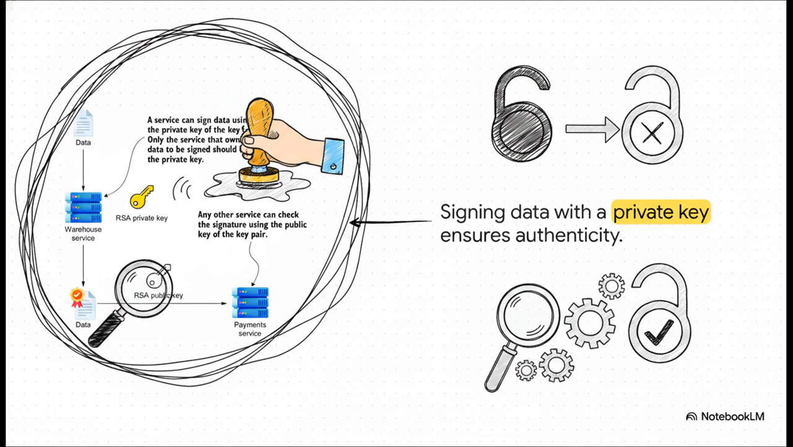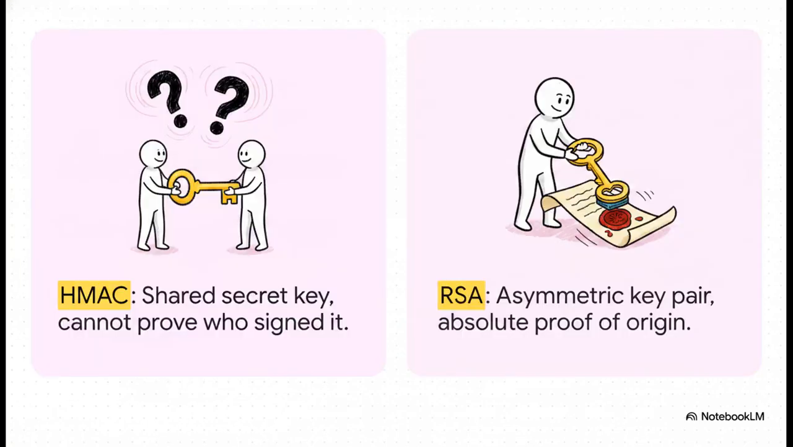So a service hashes the data and then encrypts that hash using its own private key. Because only that specific service possesses its private key, the resulting signature acts as absolute proof of origin. It is a cryptographic guarantee that the data hasn't been tampered with. The receiving service then just uses the widely available public key to decrypt the signature and verify that the seal hasn't been broken. This brings us to a crucial point about trust.